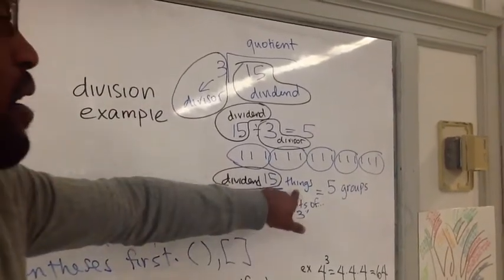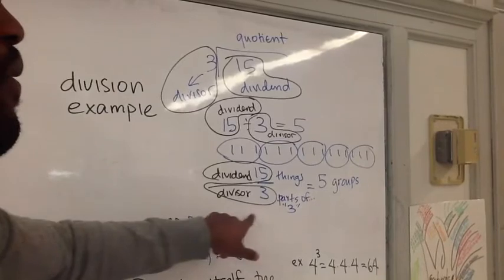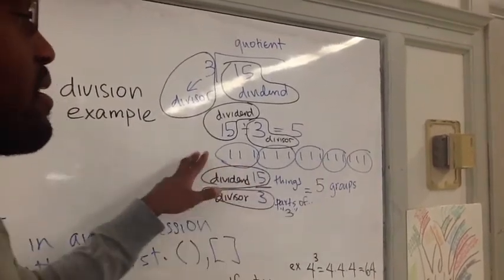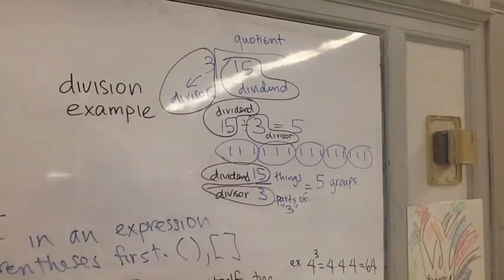Here we see we want to break 15 things into parts of 3. We will get 5 groups if we take these 15 sticks and break them up into parts of 3.